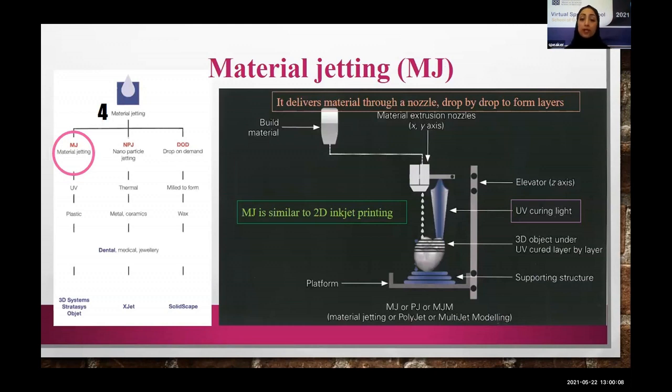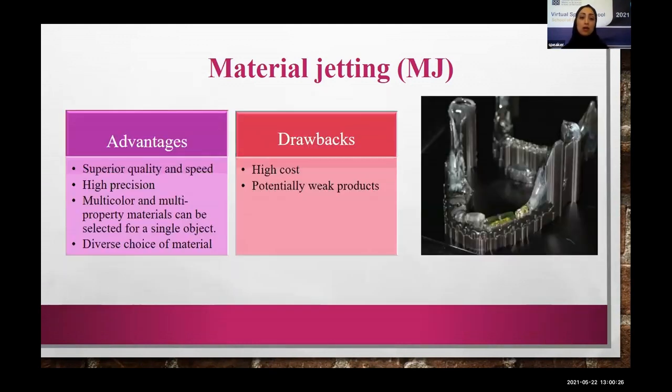Material jetting is the fourth main method of 3D printing. Material jetting is very similar to a 2D inkjet printer. It delivers material through a nozzle, drop by drop, to form layers, which are cured by a UV light. And material jetting advantages include superior quality and speed, high precision, and its uniqueness. The uniqueness of material jetting is that multicolor and multi-property materials can be selected for one single object. And the other advantage is that the choice of material is also diverse. However, the drawbacks are its high cost and potentially big products.